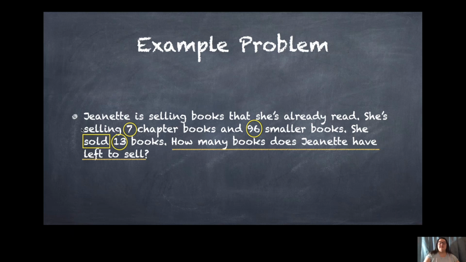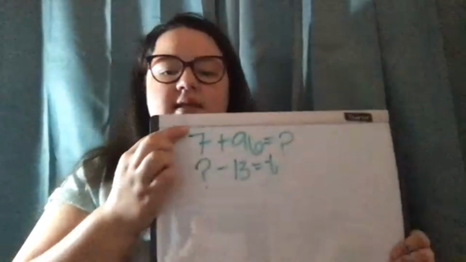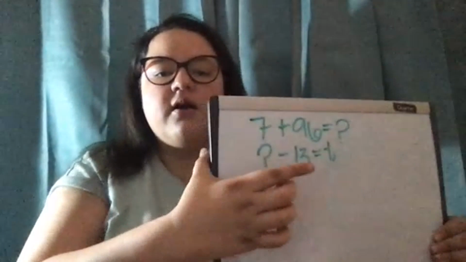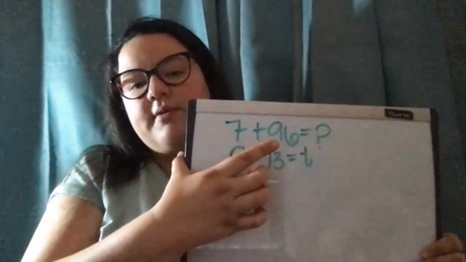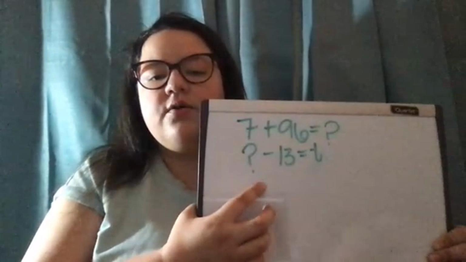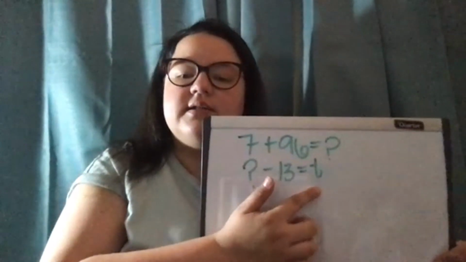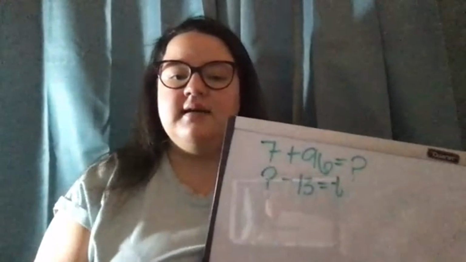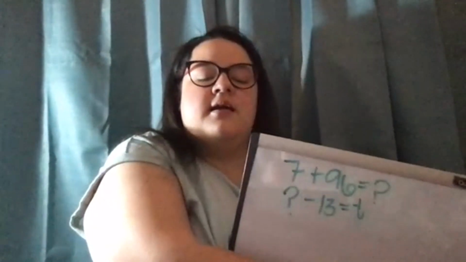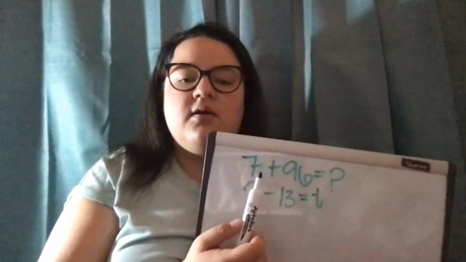All right, friends, let me go back. So we have our 7 chapter books, our 96 smaller books. It's going to equal an unknown. The unknown minus the 13 books sold is going to give us our answer, that t. All right, friends. We have 96 and 7.